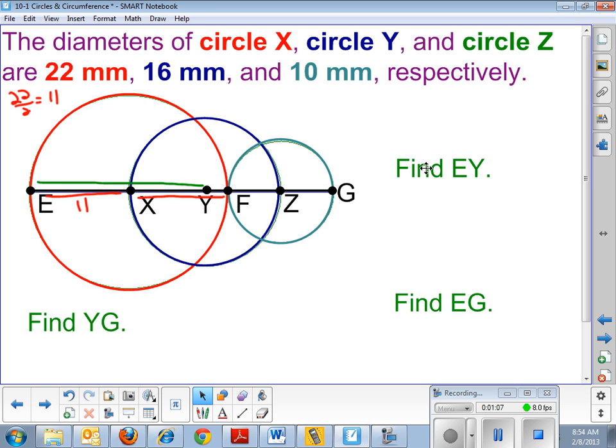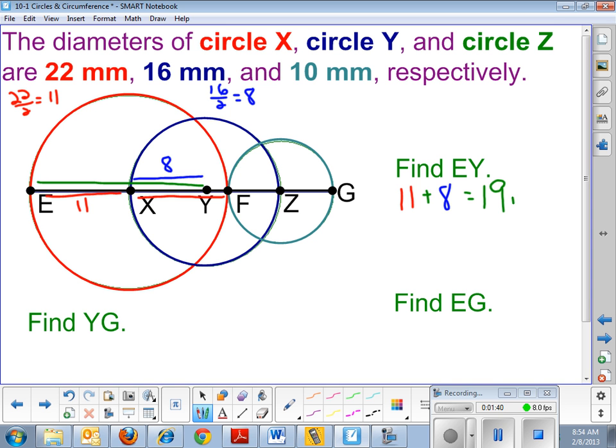Now I'm going to go on to my next part that talks about circle Y, and it tells me that the diameter of that one is 16. So if I take the 16 and cut it in half, I find out that the radius of circle Y, which would be right here, is 8. Now I can look at that and say, I know part of this green segment that I had highlighted before is 11, part of it's 8. So to calculate the length of my segment, I'll take the 11 plus the 8, get my grand total of 19, and notice that my label was millimeters. Don't forget those labels. So have that one done.